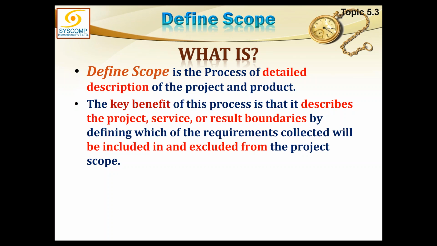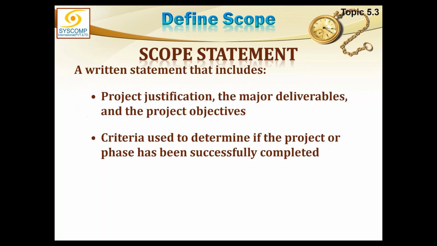Key benefit of this process is that it describes the project, service or result boundaries by defining which of the requirements collected will be included in and excluded from the project scope. So what requirements we have collected, after making all the adjustments, adding those requirements which were approved and which were right, and excluding those requirements which are not to be included in the project scope, we establish first the product scope and then the project scope.